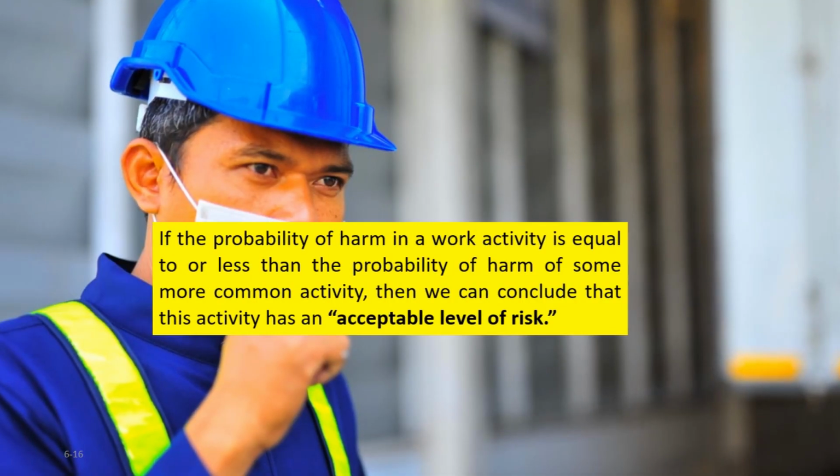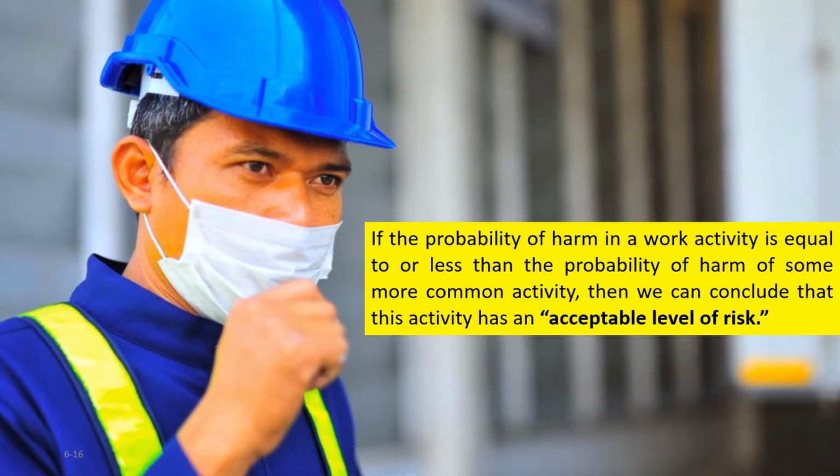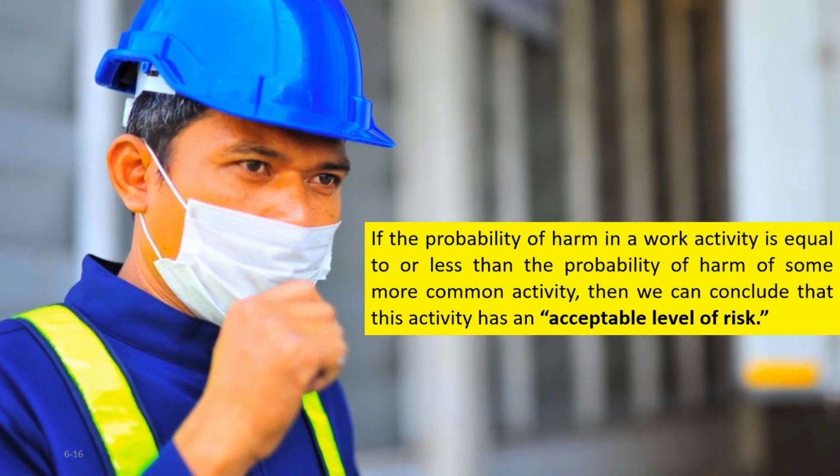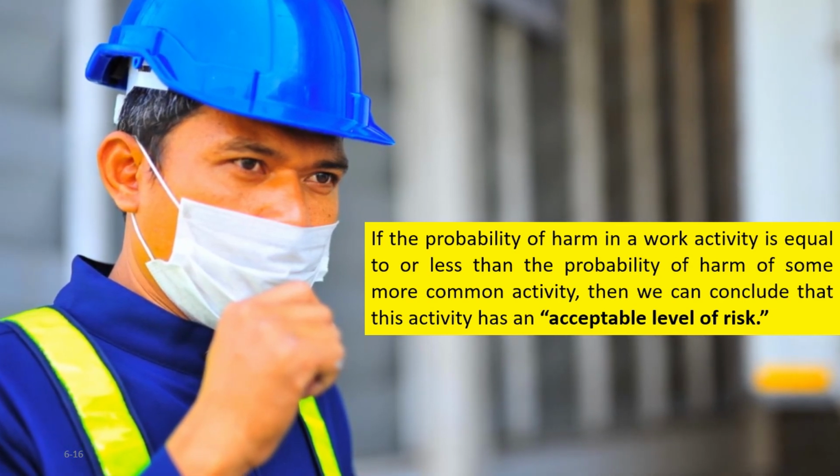If it can be determined that the probability of harm in a specific work activity is equal to or less than the probability of harm of some more common activity, then we can conclude that this activity has an acceptable level of risk. If the workplace was less risky than other common activities like riding a bicycle, exercising, eating, or engaging in sports, management could conclude that they have fulfilled their responsibility to provide a healthy and safe workplace.